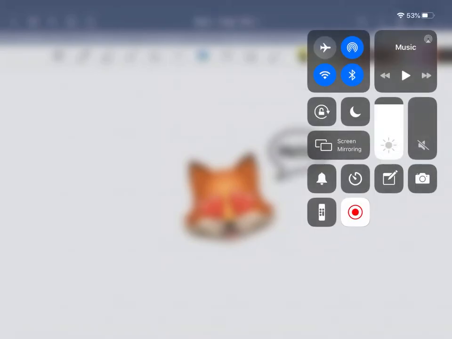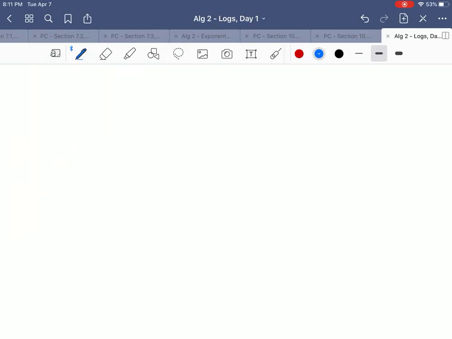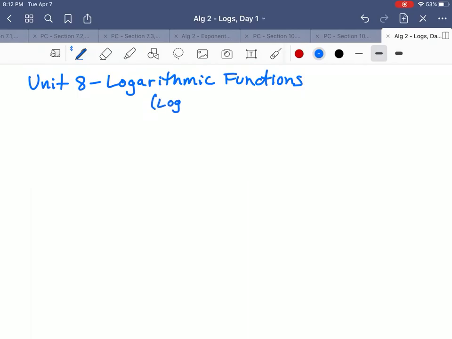Hello, today we're going to talk about logarithmic functions. So let's get started. The first thing, let's write our title down. This is still in Unit 8. This is on our day 1 of logarithmic functions. A lot of times we abbreviate the word logarithmic with just logs or log. Whenever I talk about it from now on, I'll just say a log function.